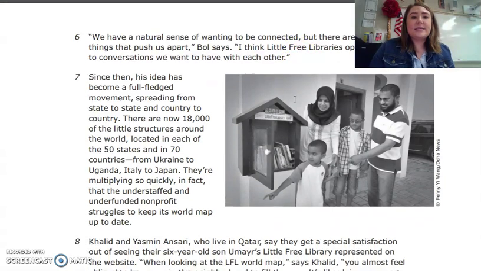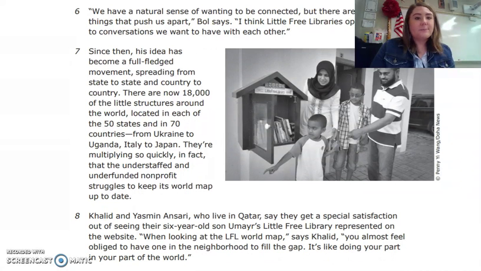Since then, his idea has become a full-fledged movement, spreading from state to state, country to country. There are now 18,000 of these little structures around the world. So now, not only has this idea spread, but there are 18,000 of these structures around the world. And they're located in each of the 50 states and in 70 countries, from Ukraine to Uganda, Italy to Japan. They're multiplying so quickly, in fact, that the understaffed and underfunded nonprofit struggles to keep its world map up to date.